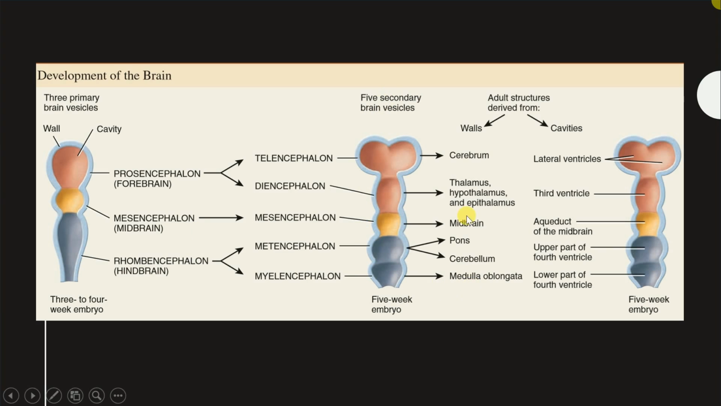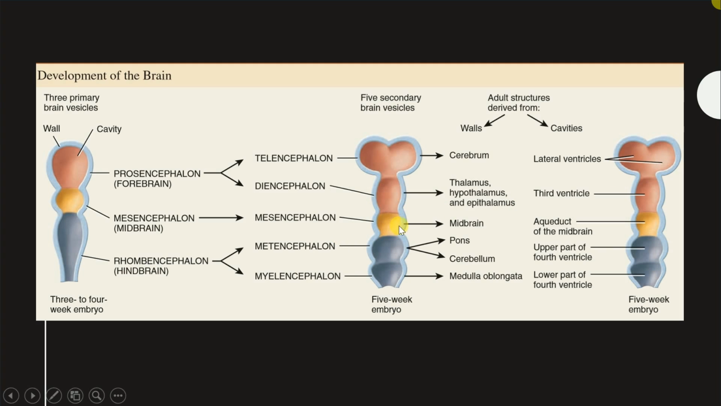Now, the walls of the telencephalon give rise to cerebrum, whereas its cavities give rise to the lateral ventricles. For now, just remember that ventricles are fluid-filled spaces present inside the brain. Similarly, the wall of the diencephalon will give rise to thalamus, hypothalamus, and the epithalamus, whereas its cavity will give rise to third ventricle. You might be wondering, how did we come up to the number third ventricle? Well, the lateral ventricles are 2 in number, so you might as well imagine them to be the first and the second ventricle.